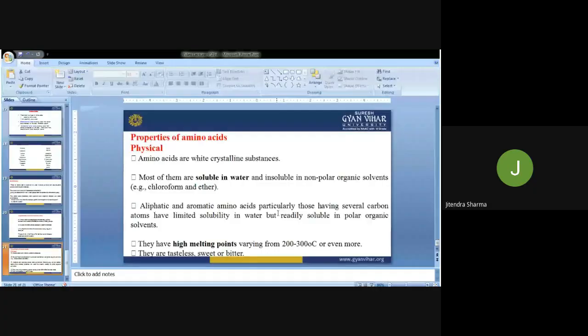So amino acids melt at a very high temperature, more than 200 degrees in general, and even more than 300 degrees also. They can be tasteless, sweet or bitter. Sometimes they are sweet and sometimes bitter. So these are the physical properties of the amino acids.